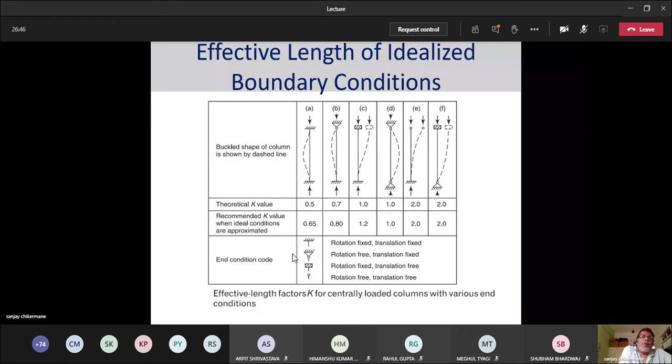How much it reduces, let's not get into that. But it is definitely reducing it from L. Are we good with this?